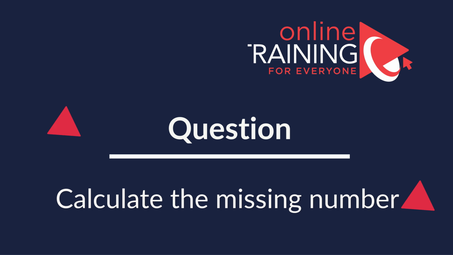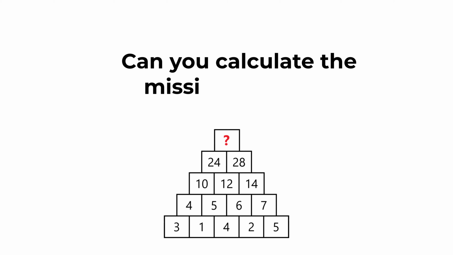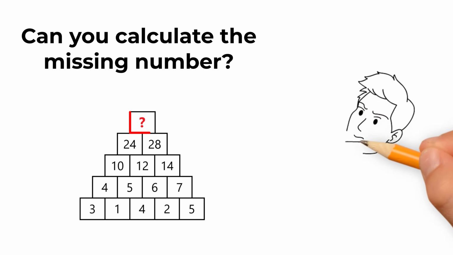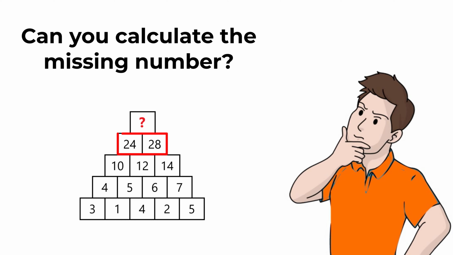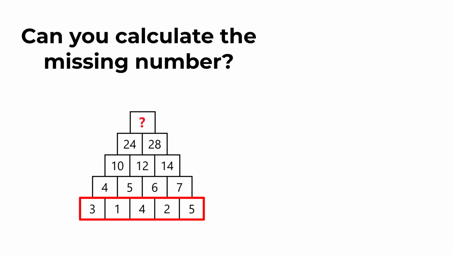Here's one of my favorite questions, and it is my favorite because it is so unusual. You are presented with a pyramid. The pyramid contains 5 different layers. If we go from the top to bottom, you have a question mark. This is the number that you need to uncover. The next layer contains numbers 24 and 28. The layer below this contains numbers 10, 12, and 14. The next layer has 4, 5, 6, and 7. And the last layer has numbers 3, 1, 4, 2, and 5.